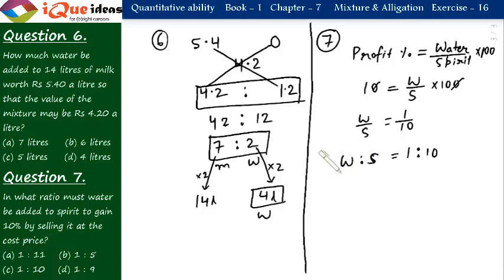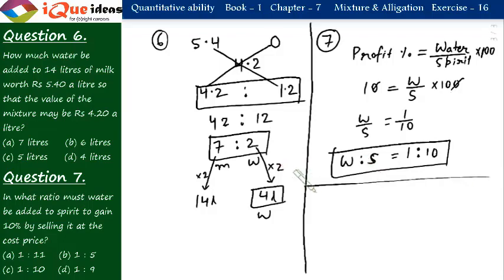So this is a simpler question. This is more of a profit and loss question than average. So the water to spirit ratio should be 1 is to 10.